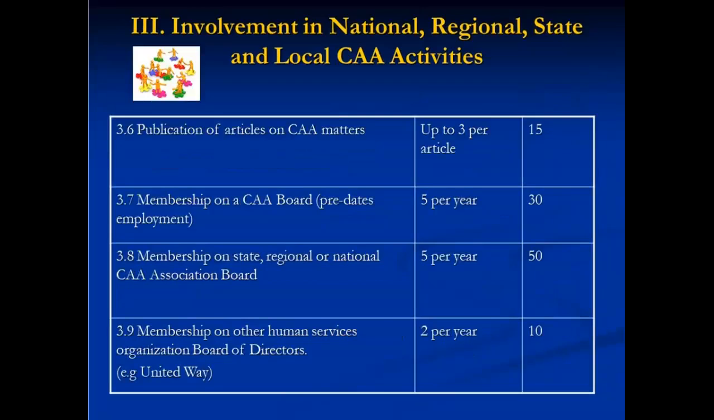3.6 is about publication of articles on community action activities and matters. I didn't give the ways in which you indicate what it was. You have the opportunity to say, this is a newsletter. You have boxes to check. It was a letter to the editor. It was an op-ed piece. All of those will have different numbers of points available. The evaluators will see that. So that's your chance to talk about the articles you published.